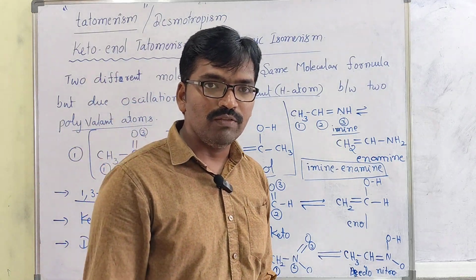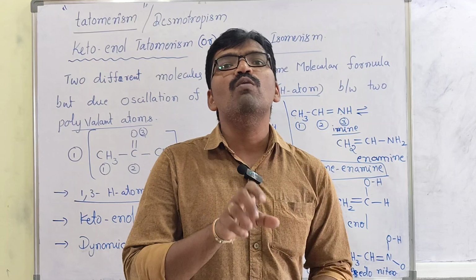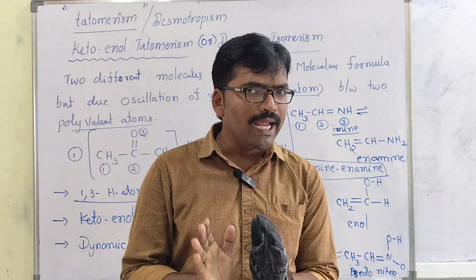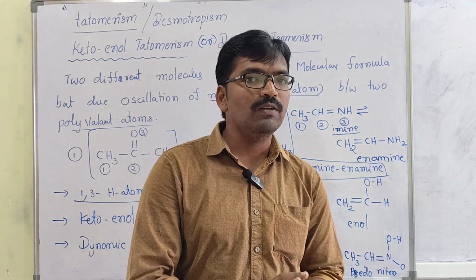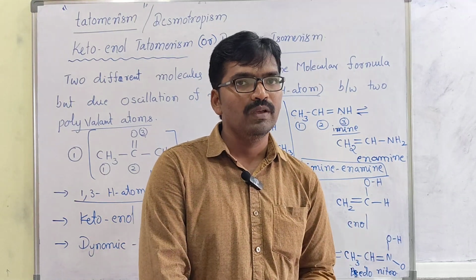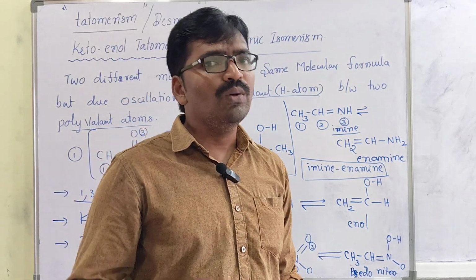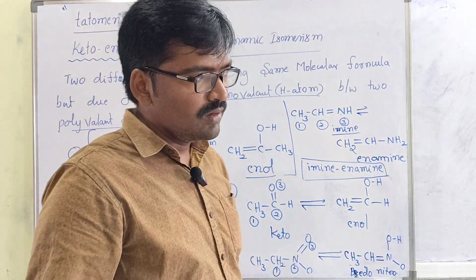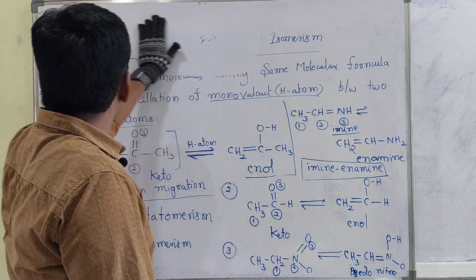Tautomerism is nothing but two different molecules having the same molecular formula, but monovalent hydrogen atom can migrate from one position to another position, nothing but first position to third position. Clear? So then what are the conditions to exhibit tautomerism? What I told? Conditions to exhibit tautomerism.